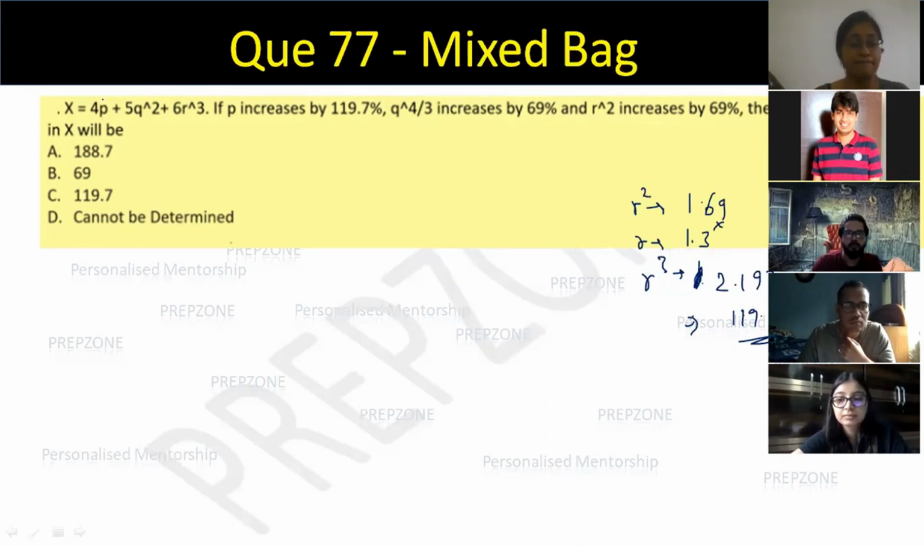Beyond this there will be no answer, because if I increase this by 119.7%, essentially it contributes to x, so x should also increase by it. So A cannot be the answer, B cannot be the answer.